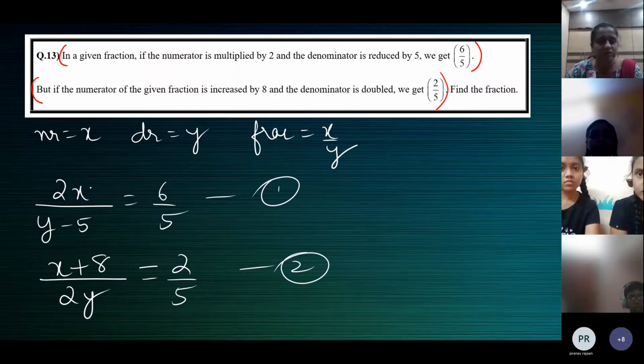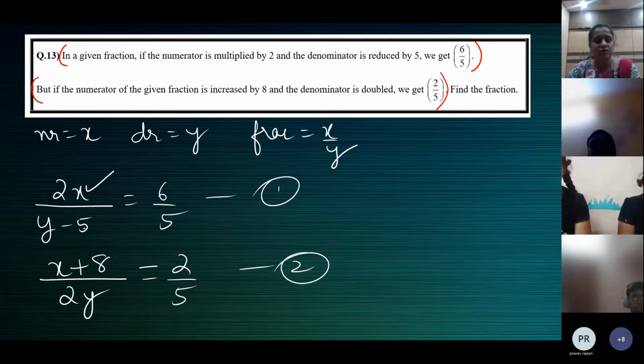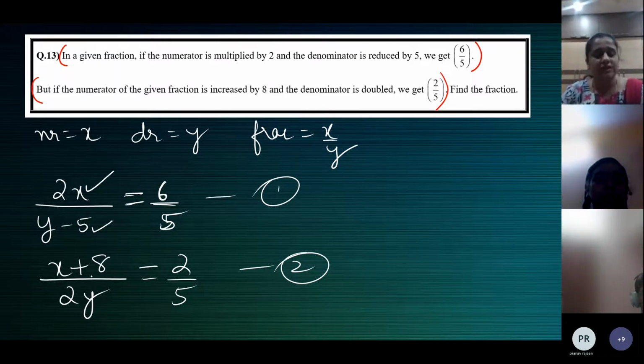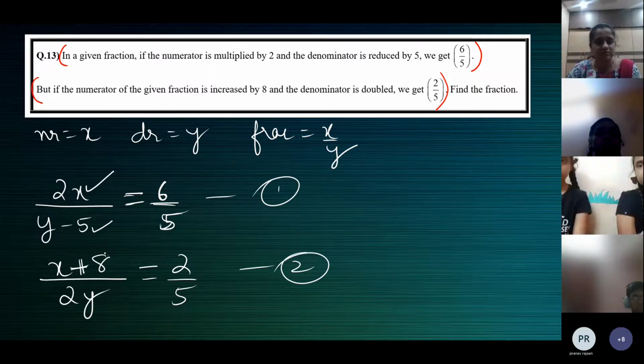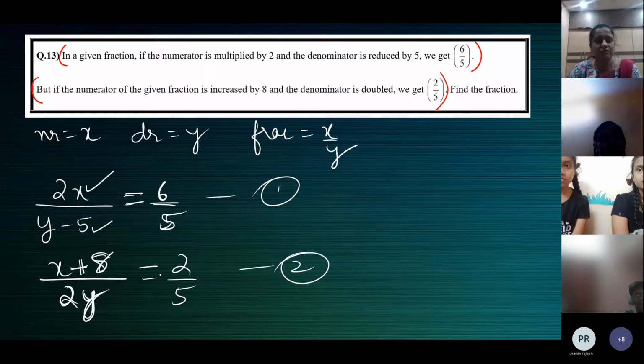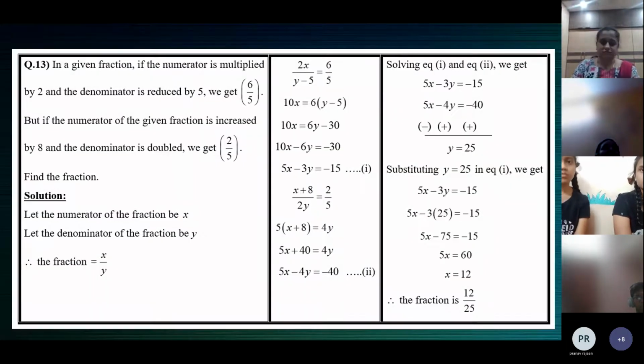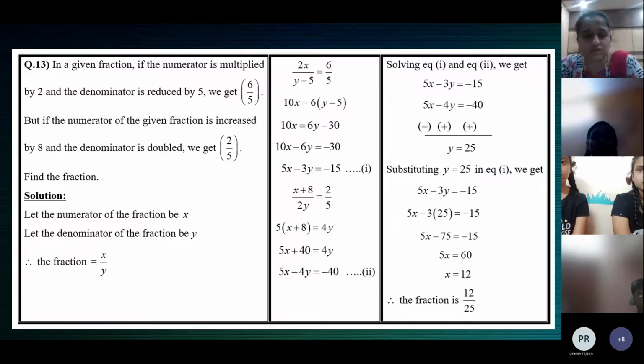So here the numerator is multiplied by 2. The denominator is reduced by 5. Then the new fraction is 6 by 5. In the second case, the numerator is increased by 8 and the denominator is doubled. Then the new fraction is 2 by 5. So cross multiply, get the two equations and solve for x and y. Take a picture, children.